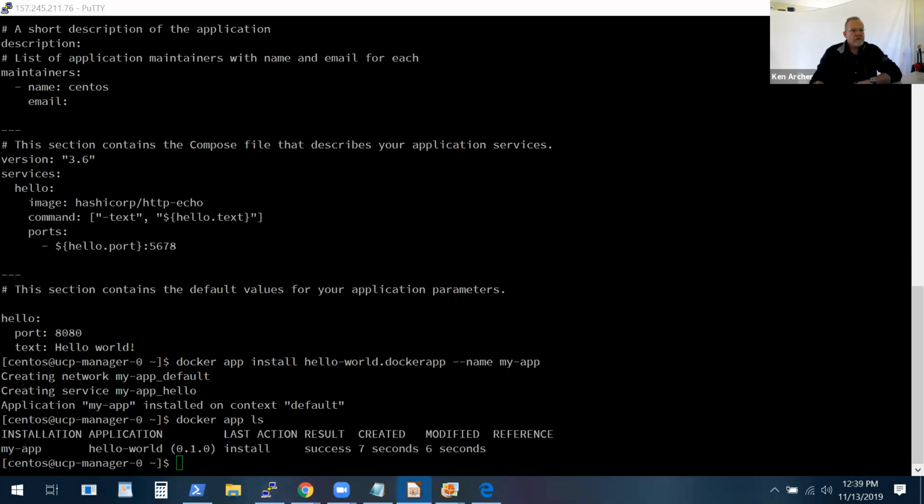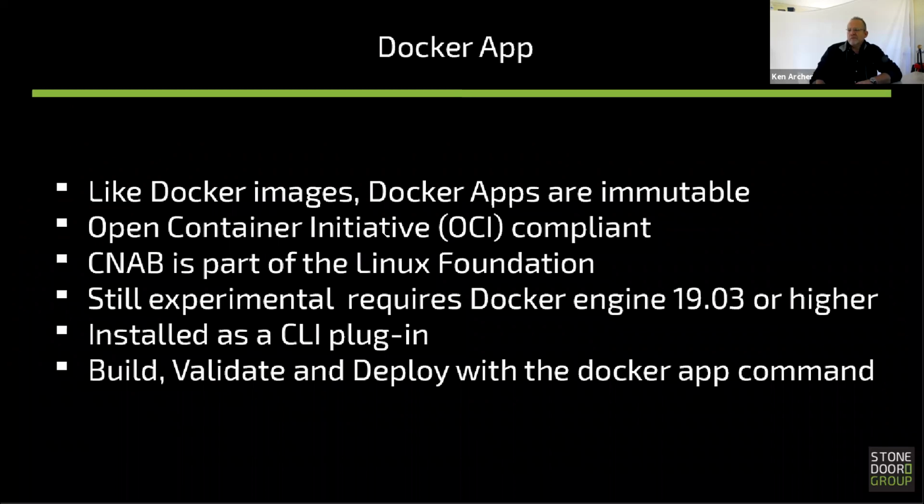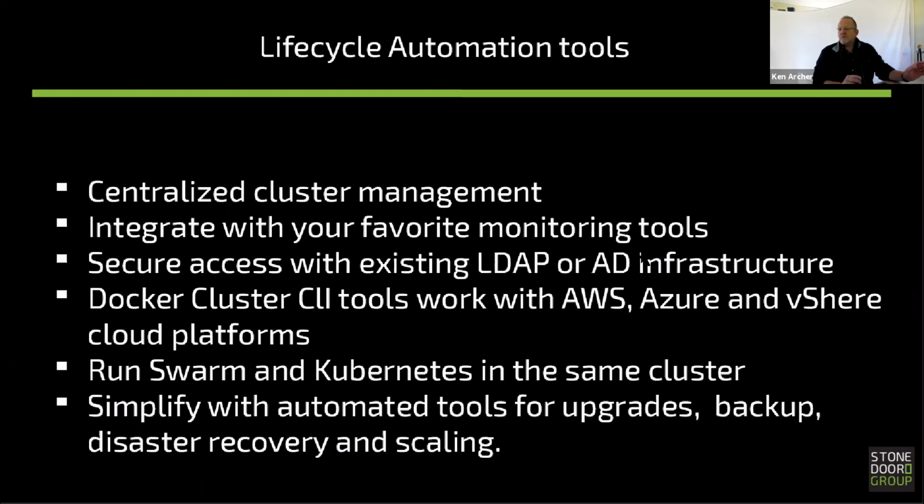Find my slideshow again. So we also have lifecycle automation tools. Centralized cluster management with our Docker UCP brings us the ability to run and monitor everything from one location. We can integrate with your favorite monitoring tools. If you use Datadog, or Splunk, or Rancher, or any of the other monitoring tools out here, you can integrate those with Docker. Odds are they have a plugin, or they already have pre-built Docker certified images to be able to run those.